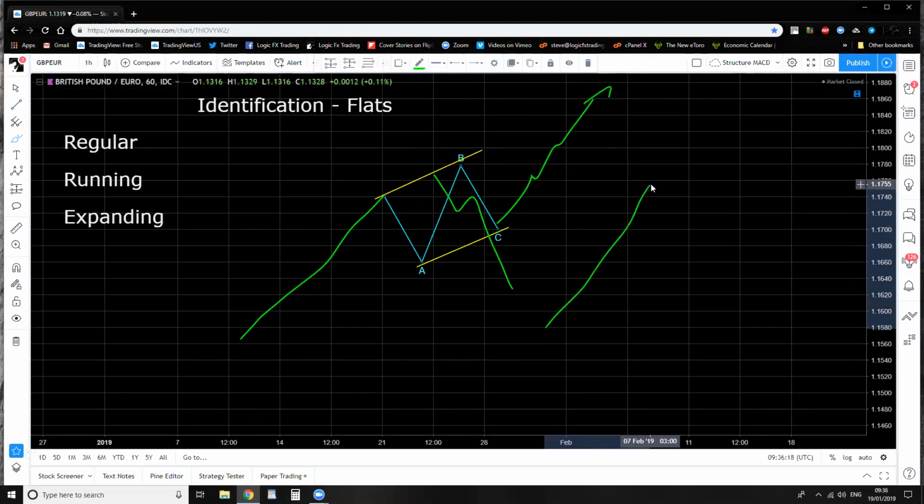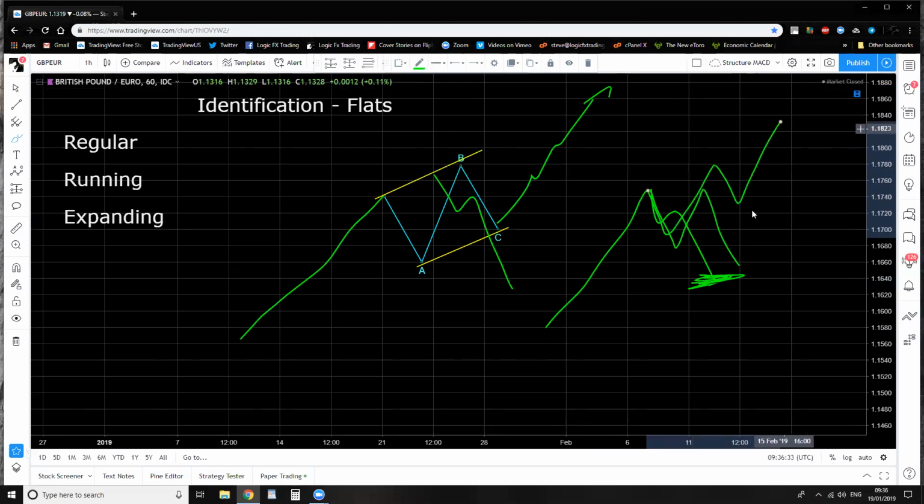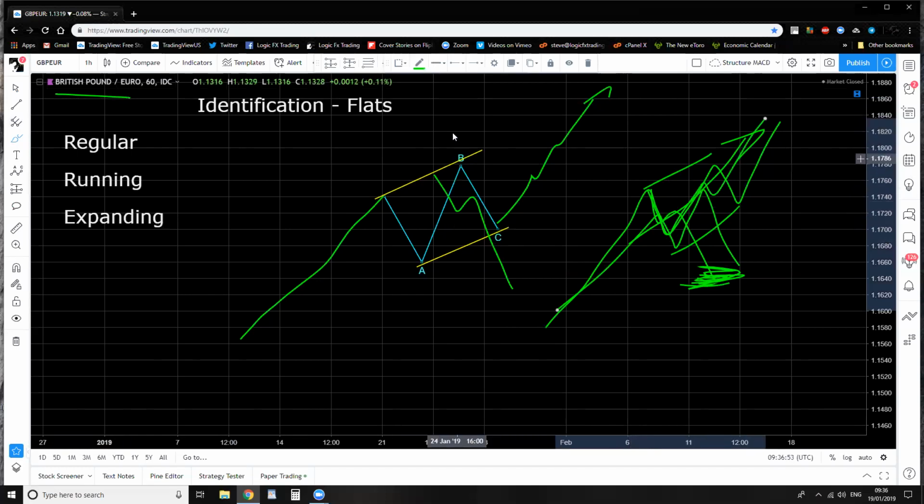So as price comes up, people are looking for a nice A, B, C regular flat or a zigzag, but they're expecting price to come back down into that region. And what happens with the regular is it comes down, it pushes up, it comes down to there, and it keeps going. So price never comes down into the region that they expected. And the reason that happens is because of upward momentum, bullish momentum on, in this case, the pound. If the pound was really bullish, then the correction would be a running flat, guys.